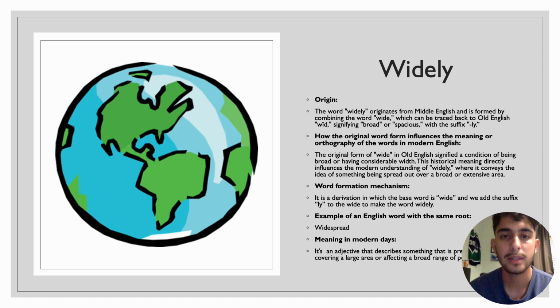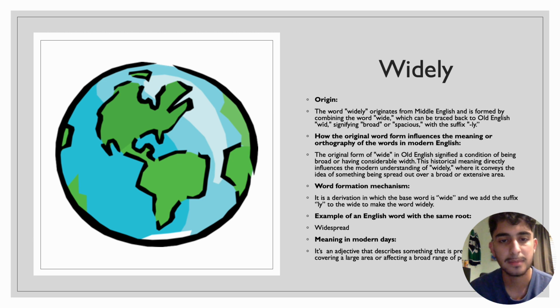Widely. The word widely originates from Middle English and is formed by combining the word wide, which can be traced all the way back to Old English wid, signifying broad or spacious, with the suffix ly. The original form of wide in Old English signified a condition of being broad or having considerable width. The historical meaning is very similar nowadays. It means basically the same thing.